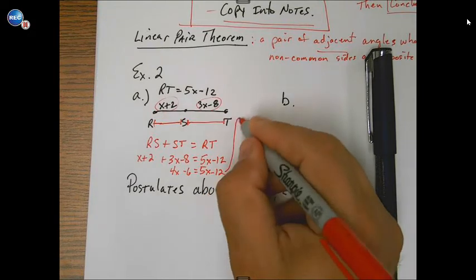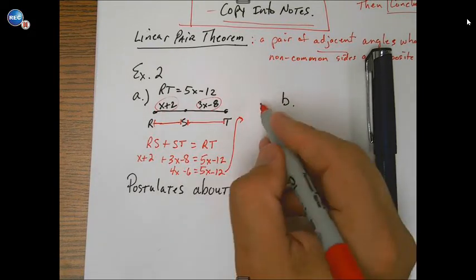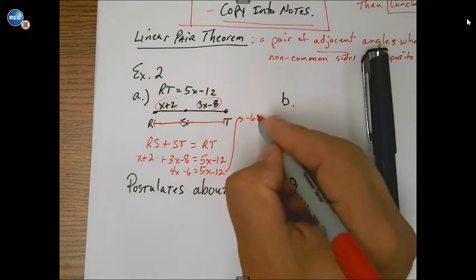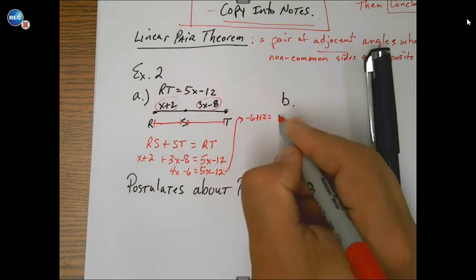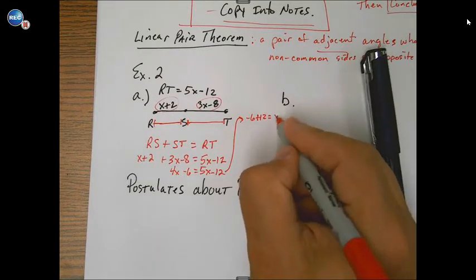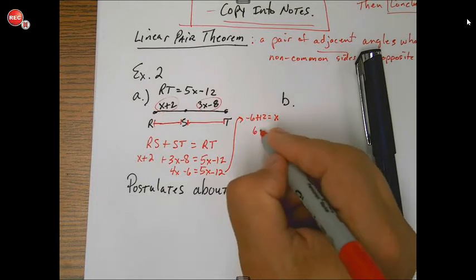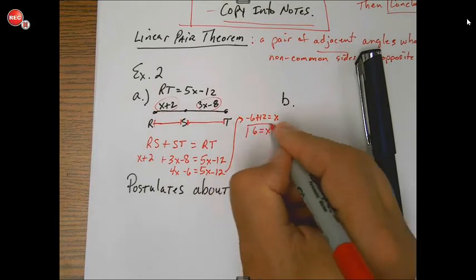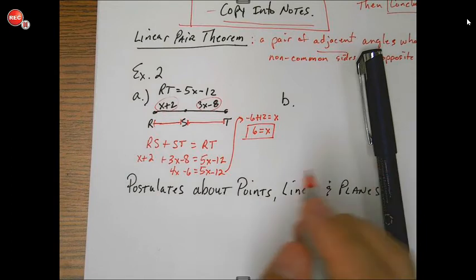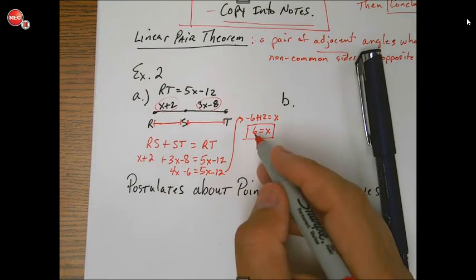Running out of room, so I'll come up here. I'm going to add 12, so I'll have negative 6 plus 12. And I'm going to subtract x. I'm going to have x over there. So it looks like I end up with x equals 6.